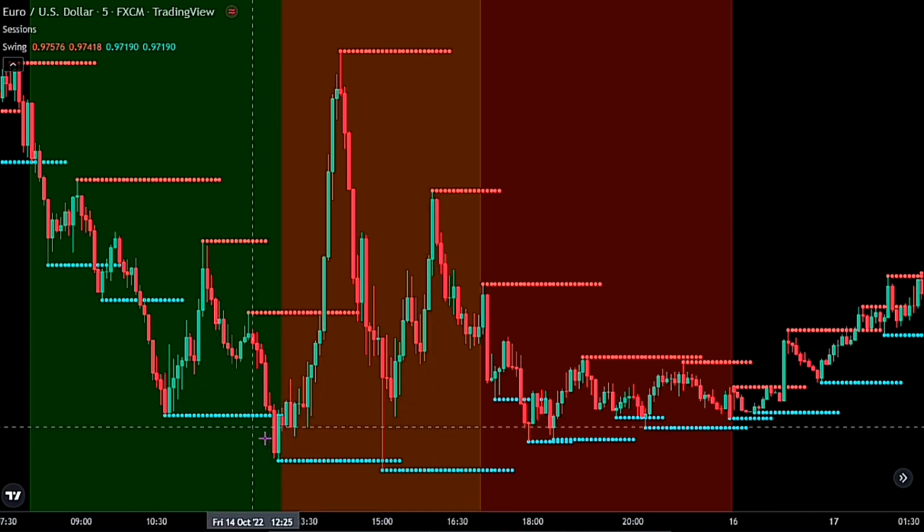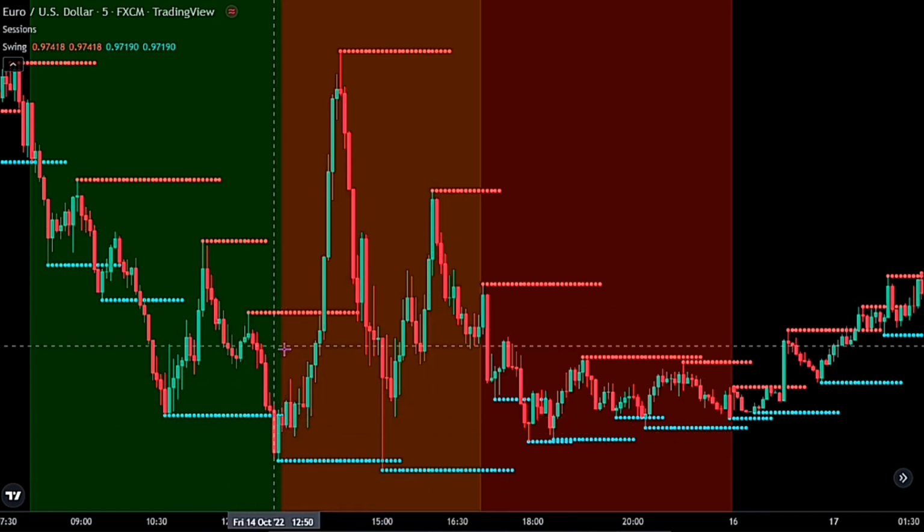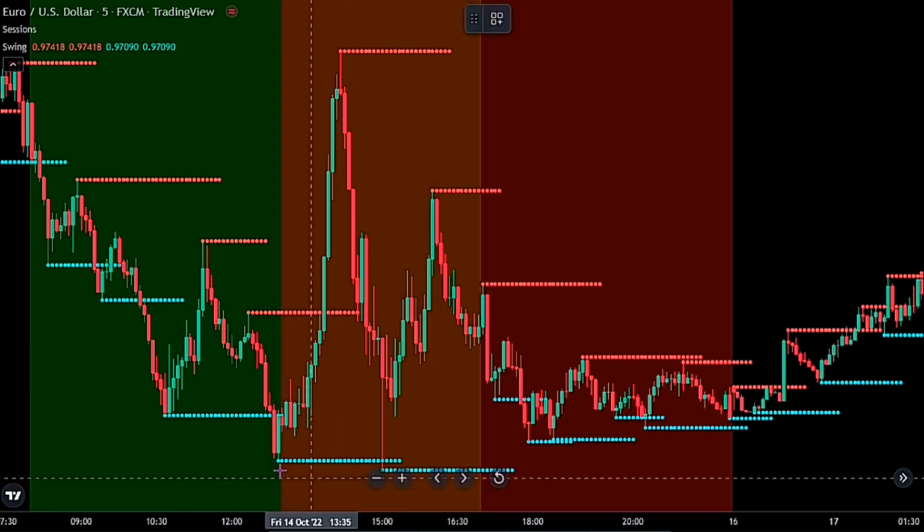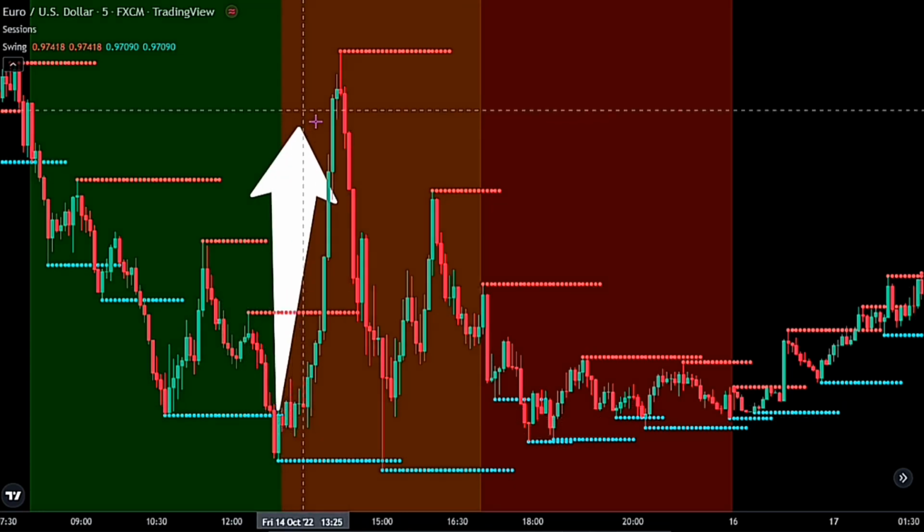This one right here, we see what we just explained occurred here, only that this time around, we would have been in a long position. Moving on.